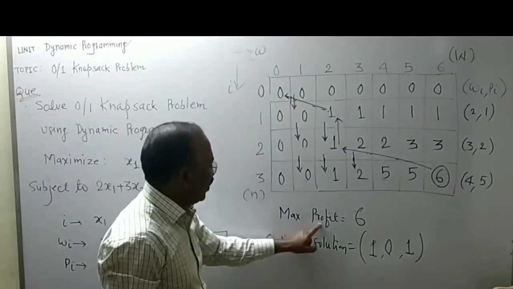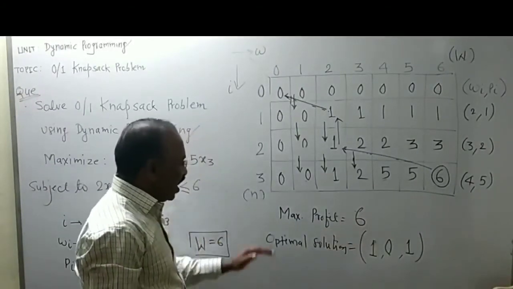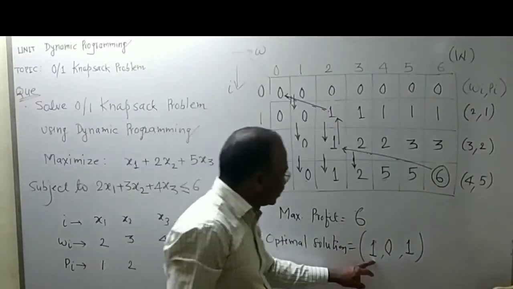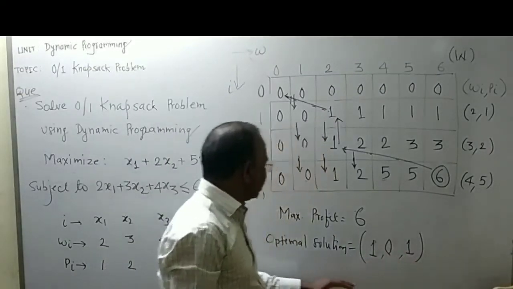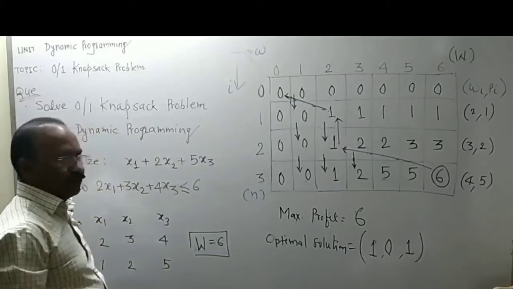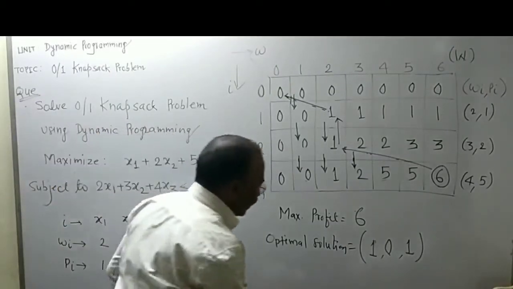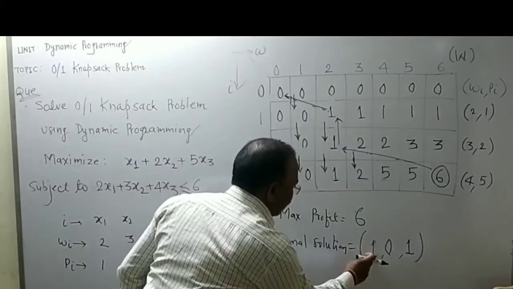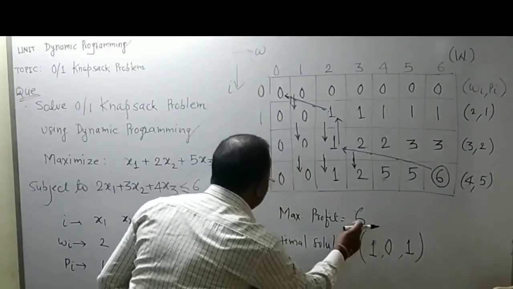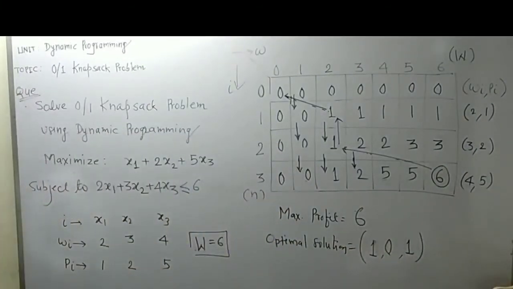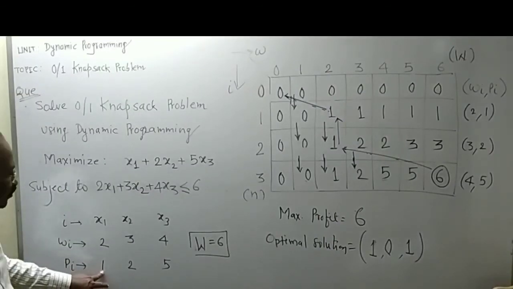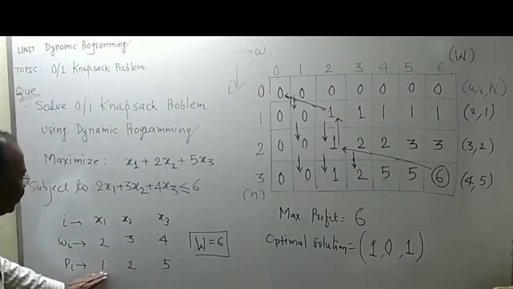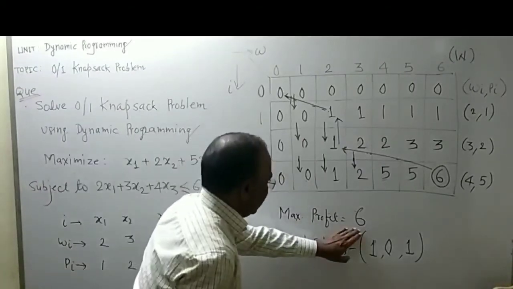Here the maximum profit is 6 by adding the first and the last objects in the optimal solution. Now if you take the sum of the profit of the first and the third objects, you will get 6. See here, the profit of the first object is 1 and the profit of the third object is 5. 5 plus 1, that is 6, right?